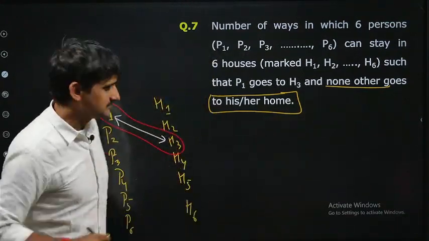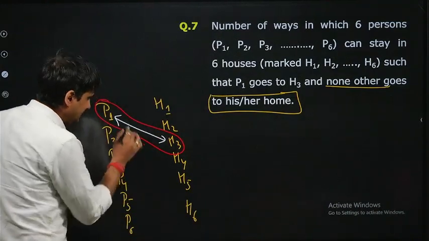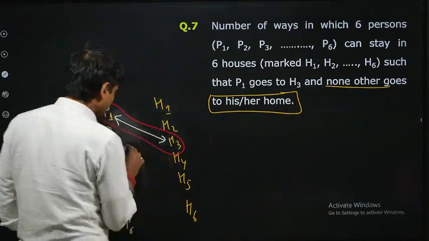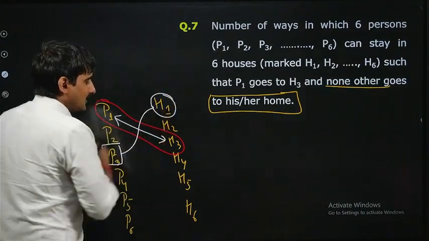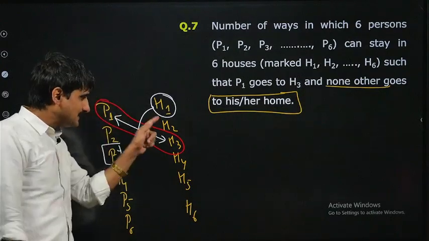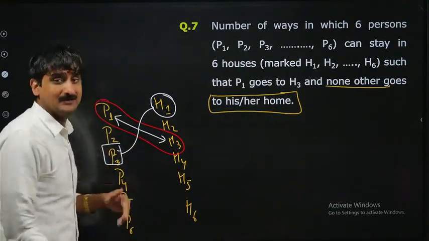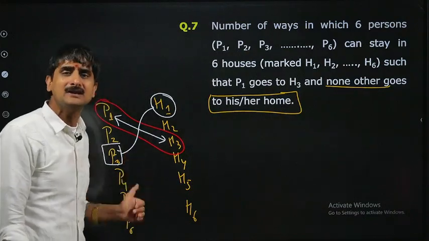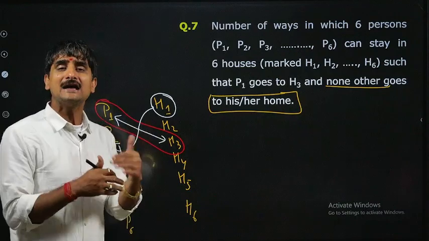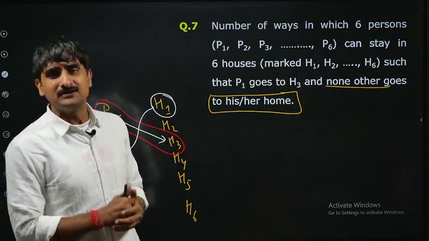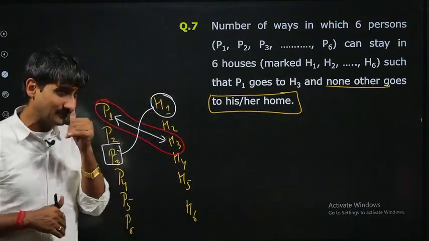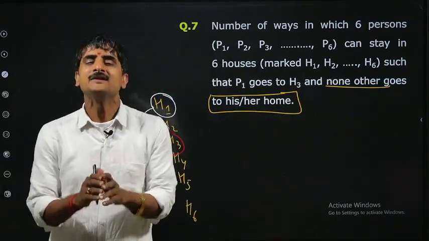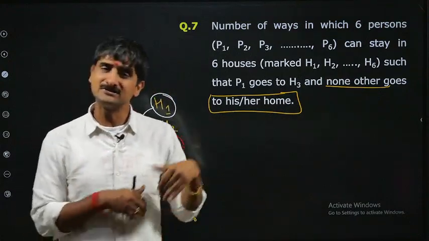My way of approaching it was, let us assign the third person, whose house has been occupied by the first person, the house of the first person. Why am I doing it? Because P2 has his house S2 left vacant, P4 has his house S4 left vacant, P5, S5, P6, S6. So the remaining persons P2, P4, P5, P6 have their own houses vacant, but P3's house is not there. Instead, P1's house is vacant. So let us now imagine that the third person's house is H1.